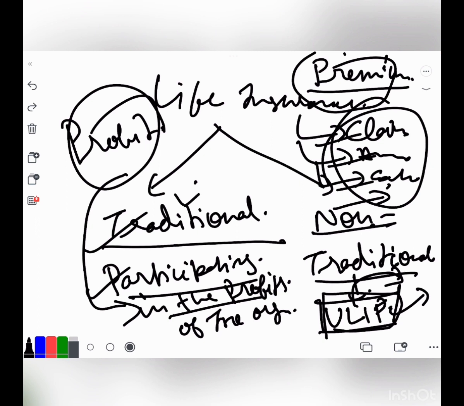Traditional policies are less risky. ULIP policies are more risky. And the more the risk, the more the profit and returns. The lesser the risk, the lesser the return. So this is traditional and non-traditional, participating and non-participating. This is one categorization of life insurance.